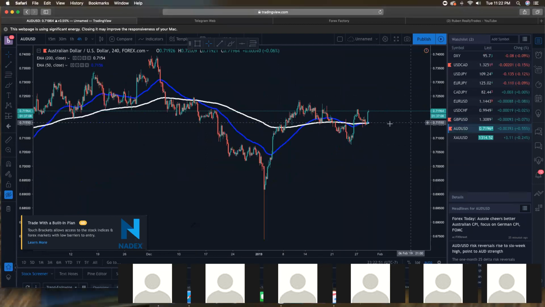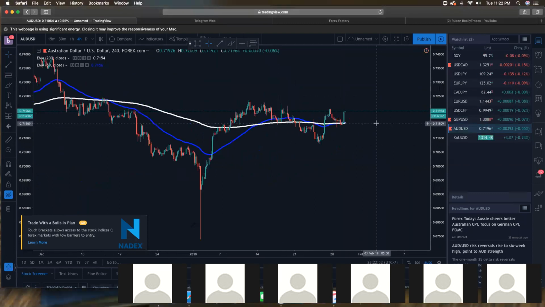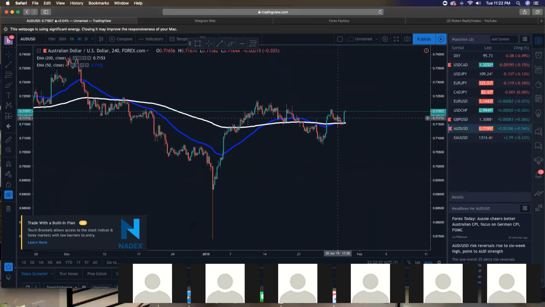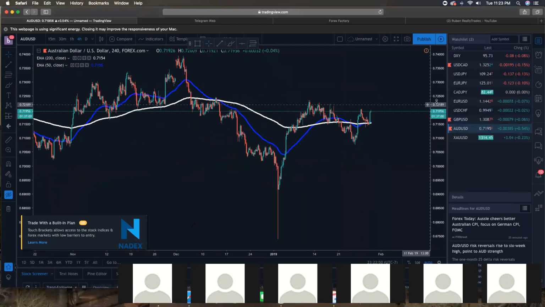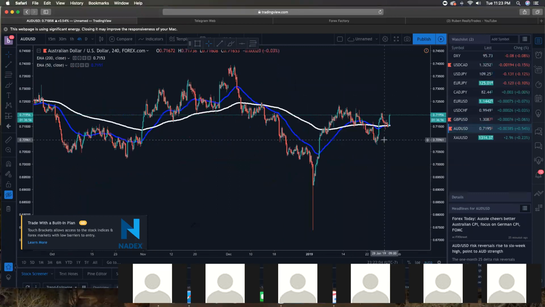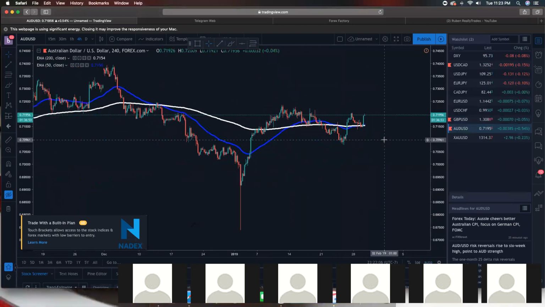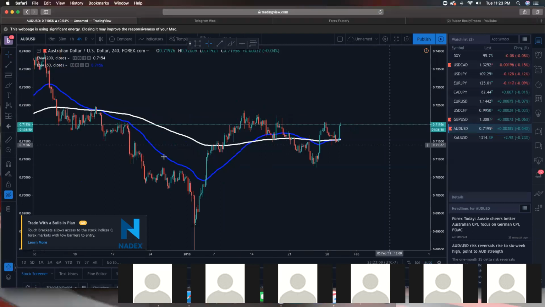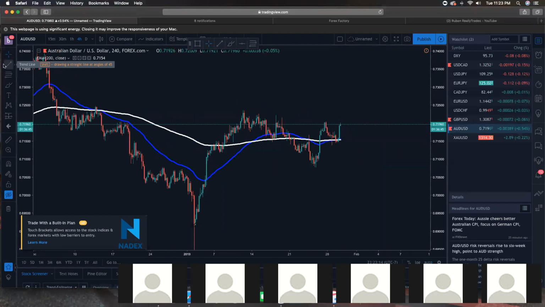AUDUSD. I would like to see this pair continue to go up as it follows gold. As far as trading it, I haven't really set it up or anything just because of the fact that I don't know what AUDUSD has been doing lately. I haven't really felt too confident in my markup on AUDUSD. So we'll just see what happens.